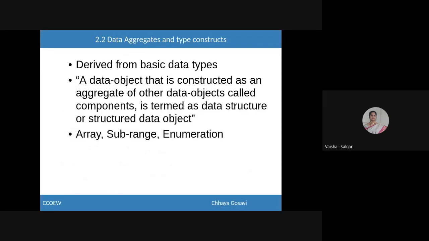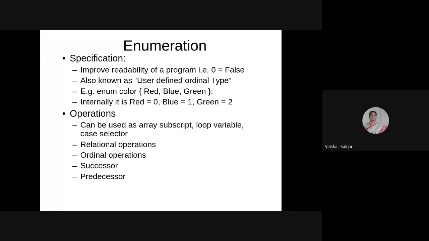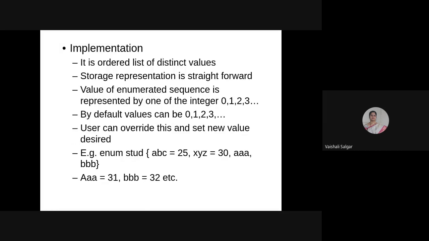After these primitive data types, we started with the data aggregates, sometimes called constructed or structured data objects. The examples of the data aggregates and data constructs are array, subrange, and enumeration. In that, I explained in detail about the enumeration. Enumeration is nothing but an ordered list, which is a set of atoms separated by commas. For this list, the values of the enumerated sequence are represented by integer values from 0 to any digit you can use to represent that value.